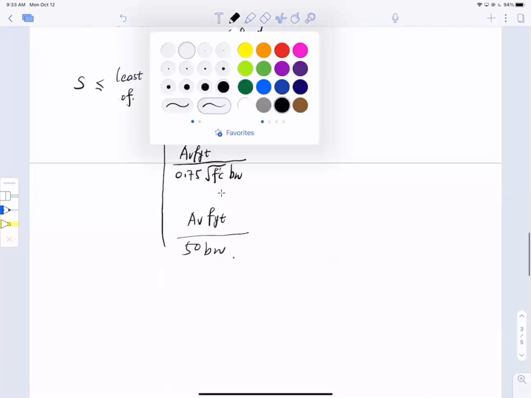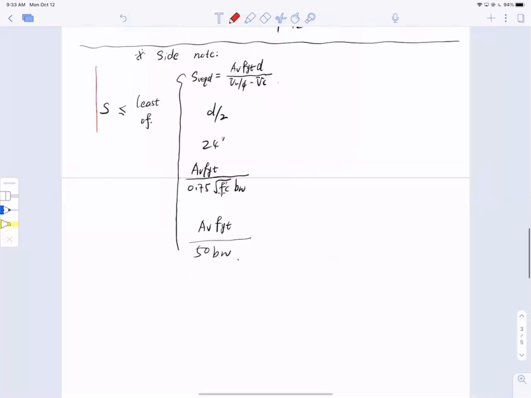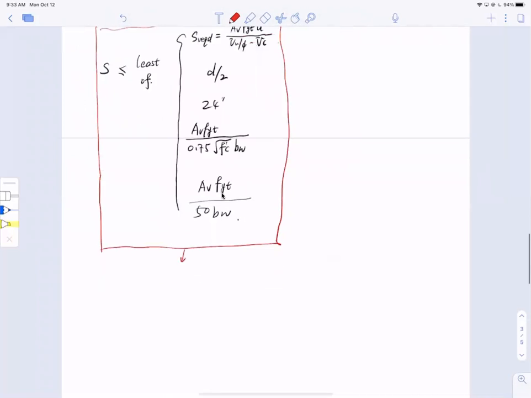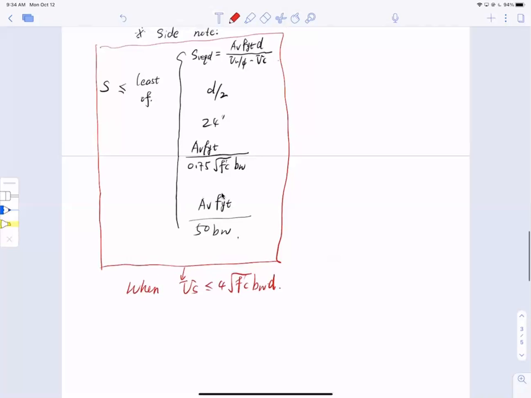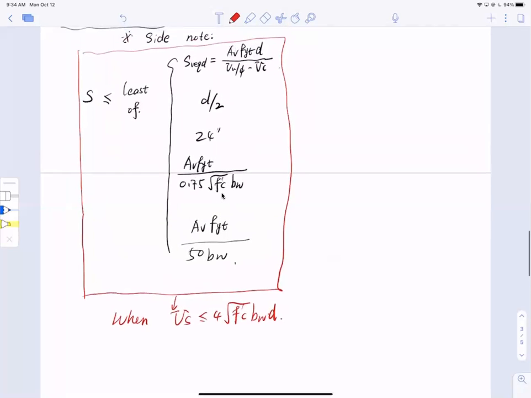Now this whole thing, this box right here, let me just draw it. This box right here is for when Vs, the shear from steel, is smaller or equal than 4 times square root f prime c bw d. Let me just move this box a little bit to the left so I have more room here.